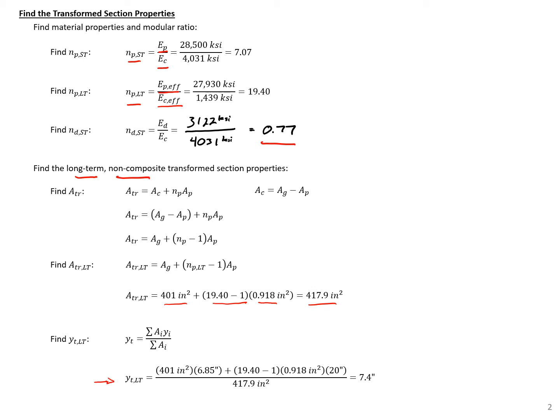For our centroid from the top, for our long-term non-composite section, we can take A times Y top for the gross area plus n minus 1 times the area of our pre-stressing times the distance from the top of our beam section to the centroid of our strands, 20 inches. And then we can divide that by our transformed area. So that gives us 7.4 inches. And just note that this is from the top of the beam, the precast beam, so not the top of the deck yet. So at this point, we're not including the deck or topping.